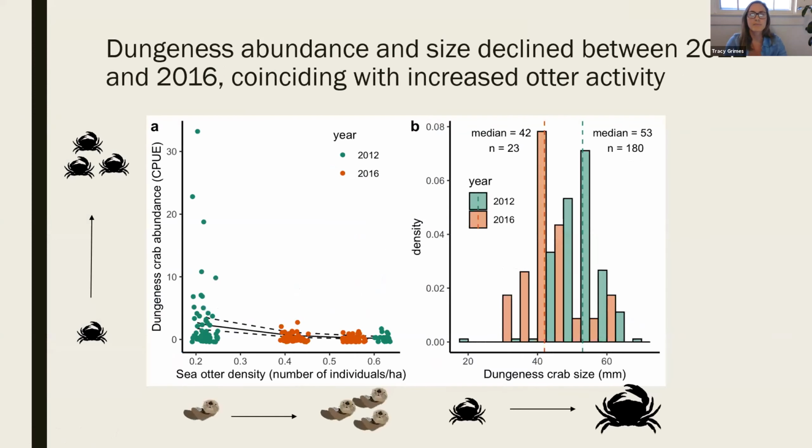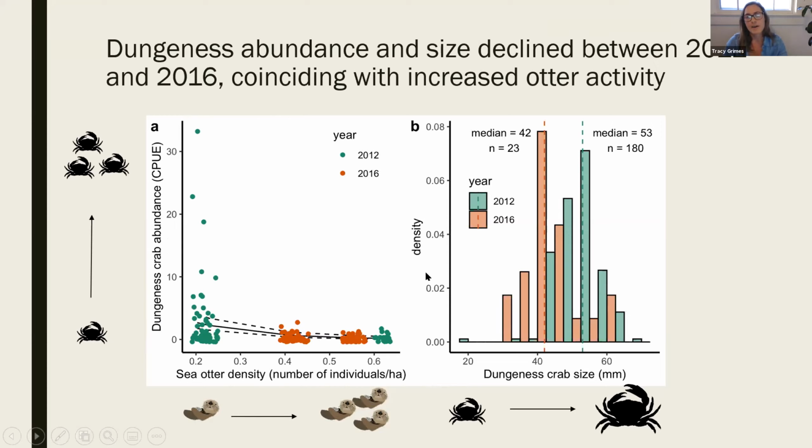When we look at this in comparison with crab data, we saw that Dungeness crab abundance declined, and this coincided with an increase in sea otter density. On the x-axis here is foraging sea otter density, and then Dungeness crab abundance here. You can see from the raw data points, the green is 2012. They were catching more Dungeness crab, and by 2016, all these orange dots, it was really hard to get any. They were just a lot less abundant by that time period.